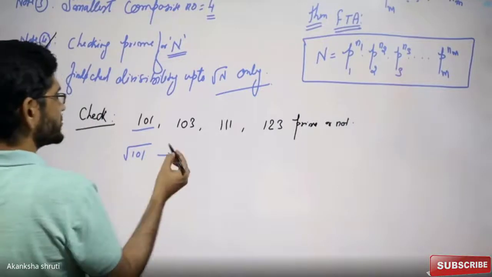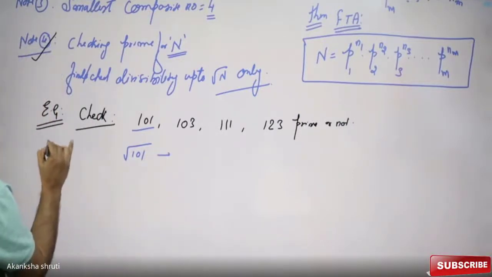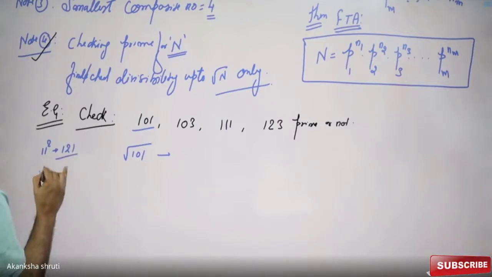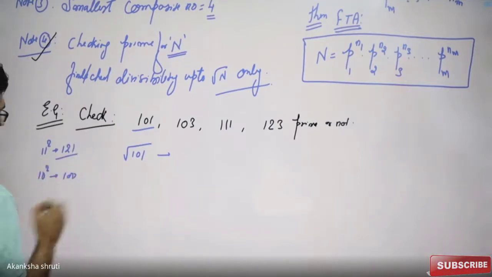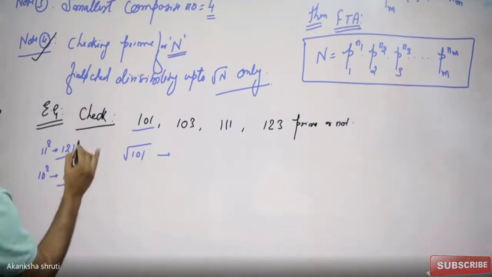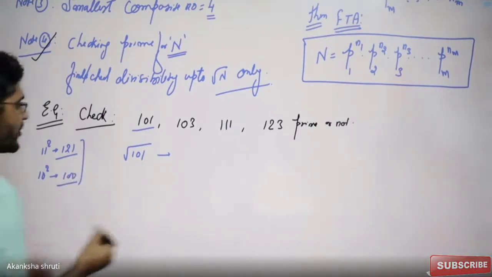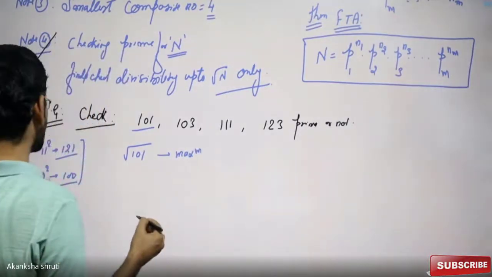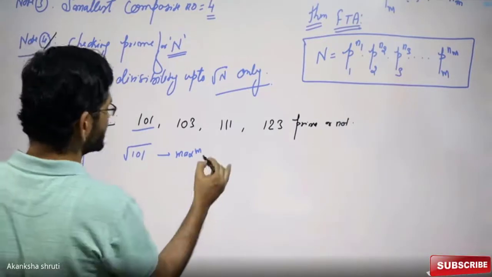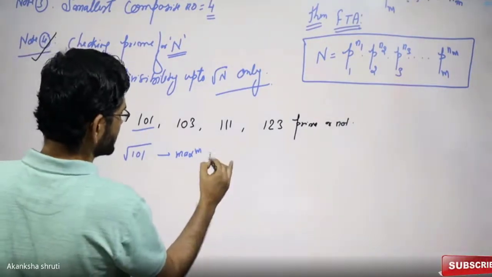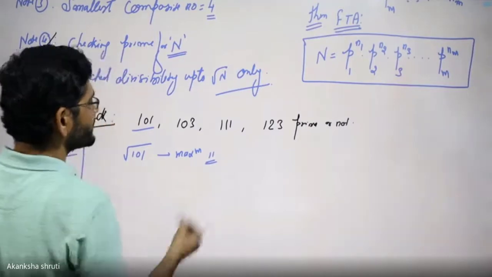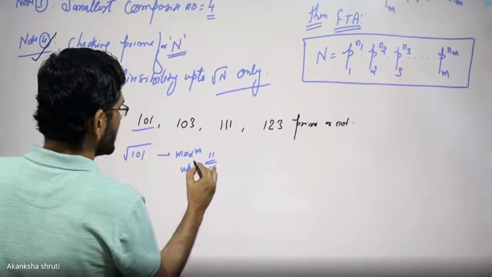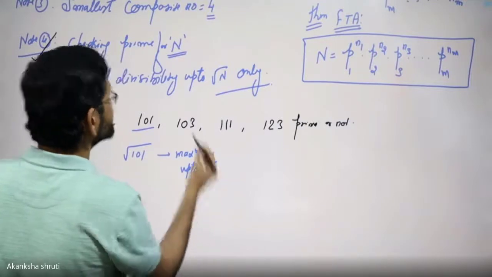You know that 11 squared is 121 and 10 squared is 100. So students, you shall check for maximum. Even up to 10 only is sufficient, but if you wish, you can check up to 11. Up to 10, that is sufficient.